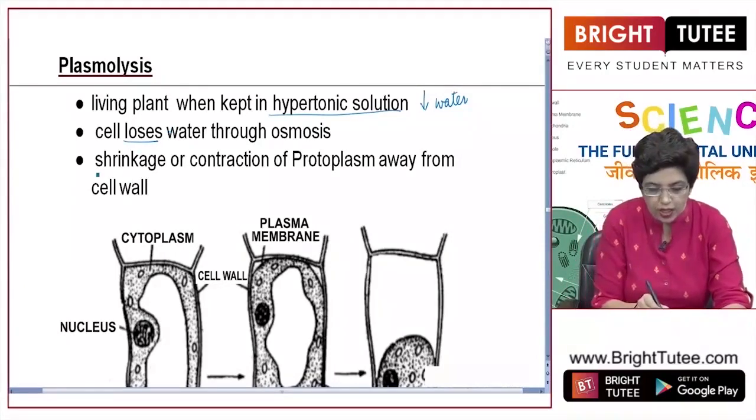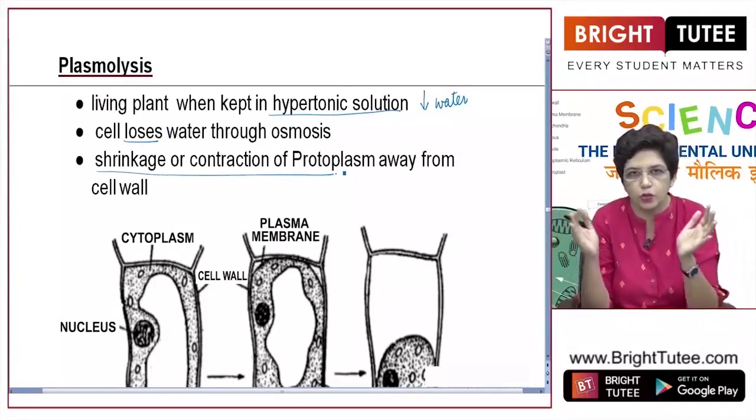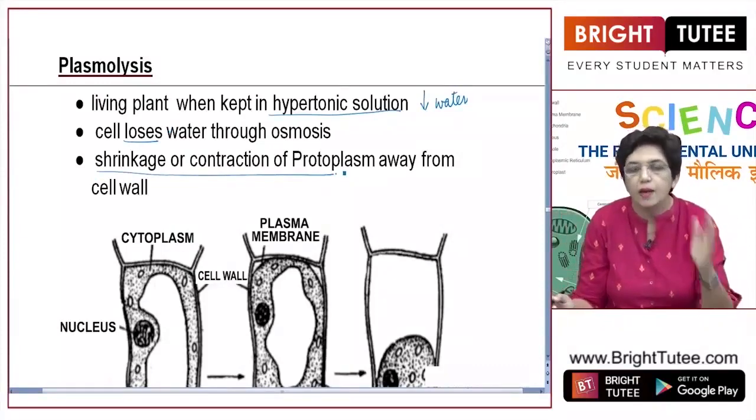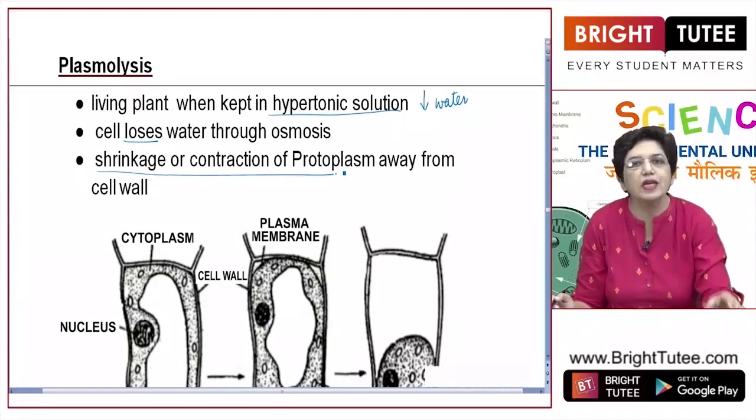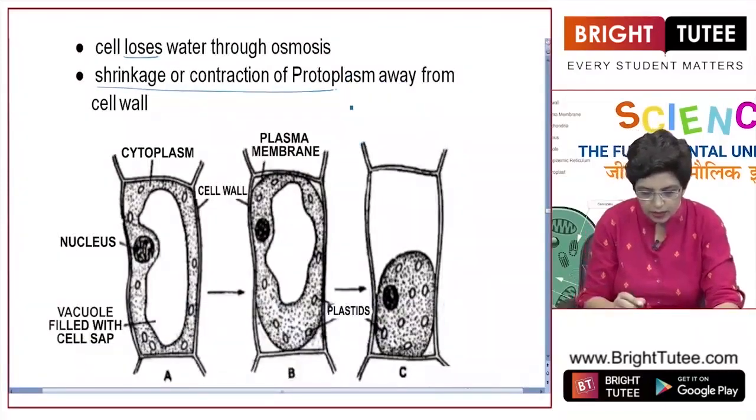So it will lead to shrinkage or contraction of the protoplasm. Because the cell is losing water, the protoplasm will start shrinking. But since the cell wall is rigid, it will not shrink. It will maintain its structure. So look at this diagram. This is the cytoplasm. This is a typical plant cell.